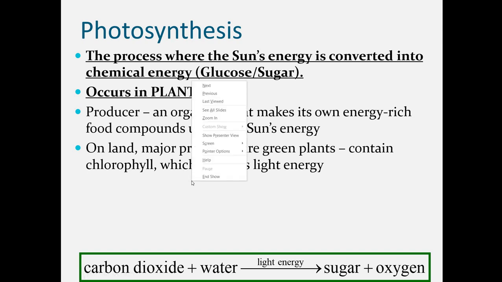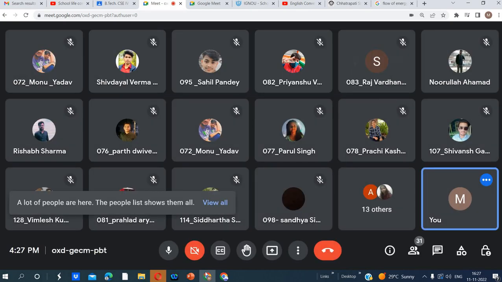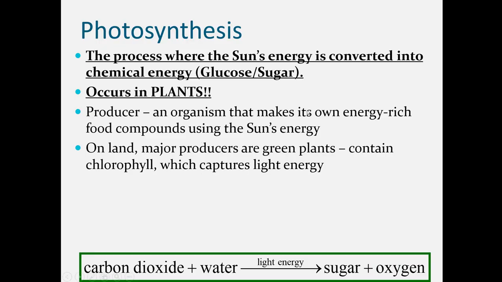Now, photosynthesis is the process that converts solar energy into chemical energy. Okay, so this is the process where the sun's energy is converted into chemical energy in the form of glucose, sugar, organic food. This reaction occurs in plants. Plants are known as producers because they trap the energy from the sun and convert it into chemical energy, so they make their own energy-rich food compounds using the sun's energy. On land, the major producers are green plants, because plants contain chlorophyll which captures light energy.